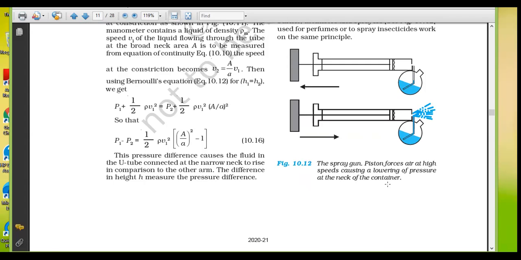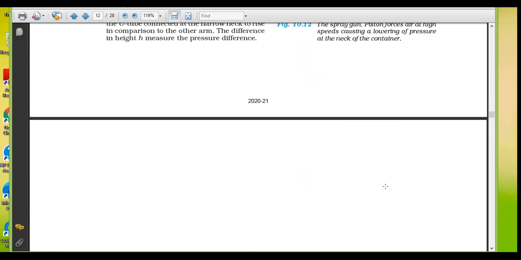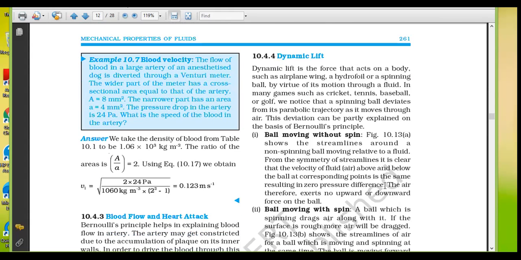We talked about the spray gun. Everything is covered in the handbook. Okay, so study the class notes and the handbook. Then come to this and start doing the problems. Blood velocity, you see, you have some biology related problems also. Okay, I'm sure it will be useful for your biology.